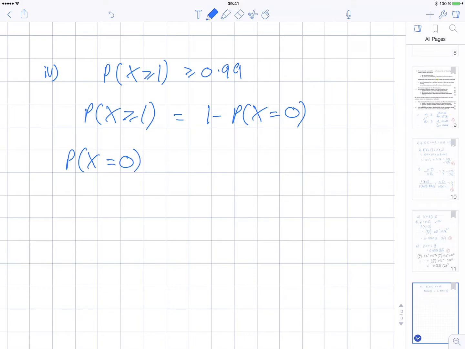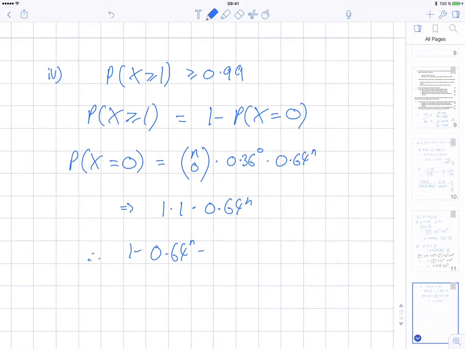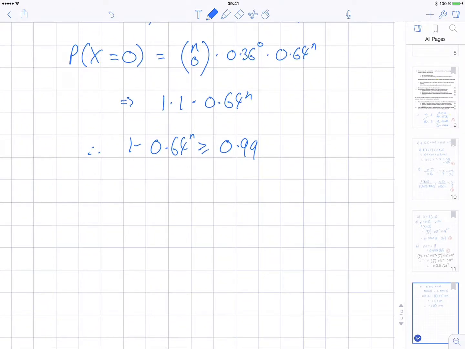So this is equal to n choose 0, where n is the number of cars that we have to have, times the probability of success to the power of 0, times 0.64 to the power of n. Anything choose 0 is 1, so therefore we have 1 times 0.36 to the power of 0, which is 1, times 0.64 to the power of n. Therefore we have 1 minus 0.64 to the power of n has got to be greater than or equal to 0.99. So I'm taking away 0.99 from 1, so 0.01 is greater than or equal to 0.64 to the power of n, adding that across.